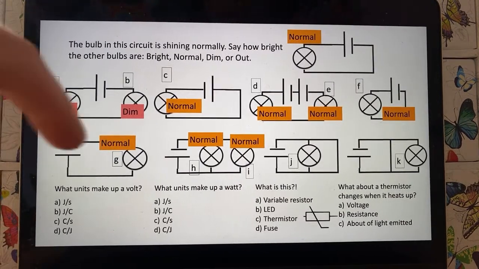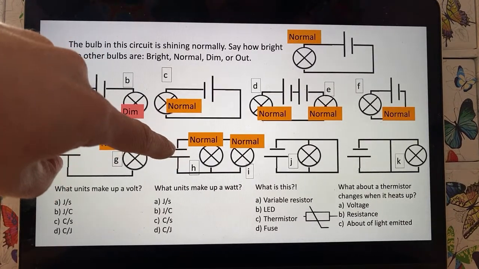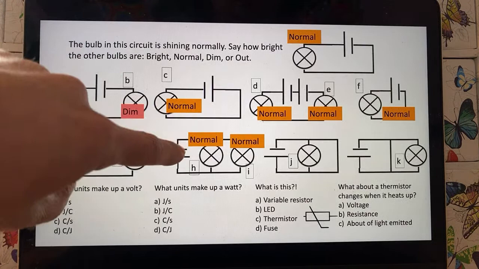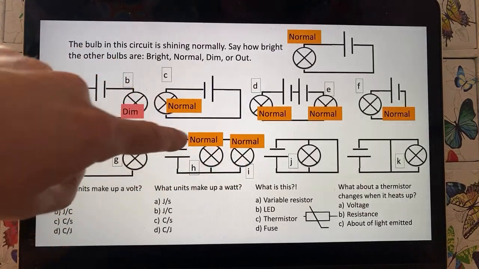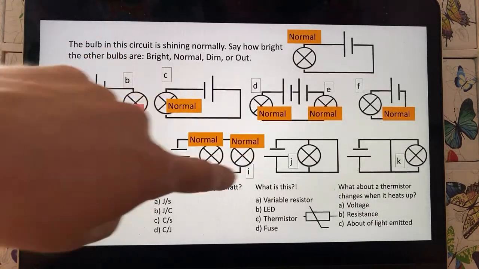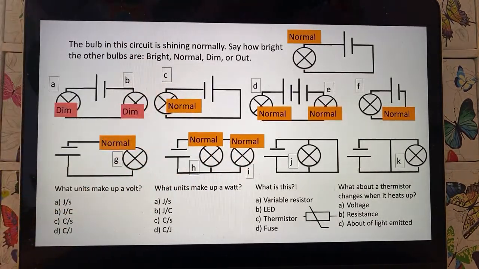You remember how voltage is the amount of energy per charge. So whether the charges flow through that bulb or through that bulb, they're still providing the same amount of energy per charge. So those are both shining normally.